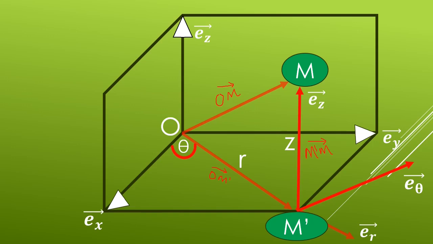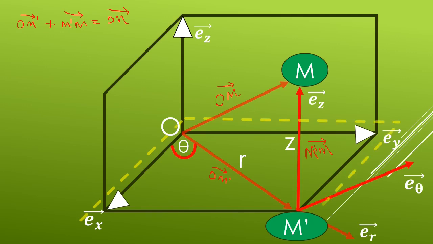And as you can see, OM prime vector plus M prime M vector is equal to the OM vector.